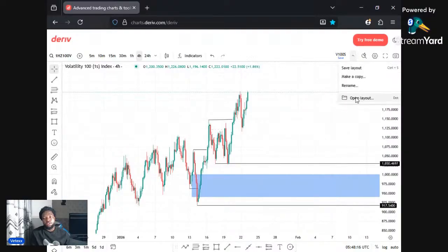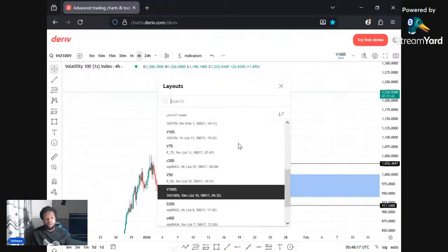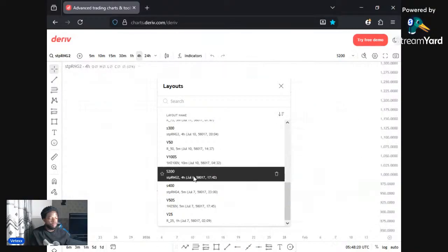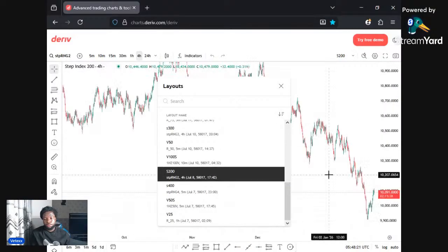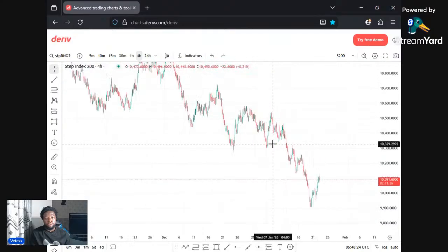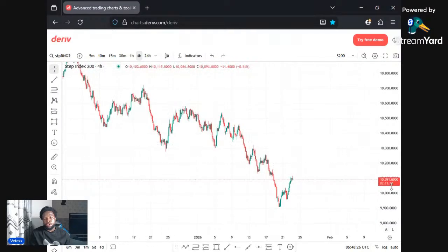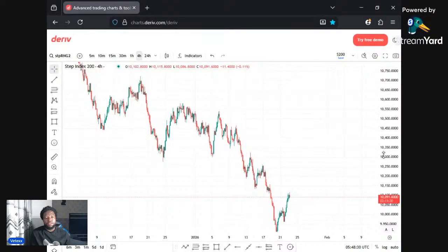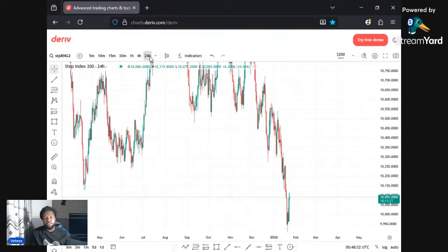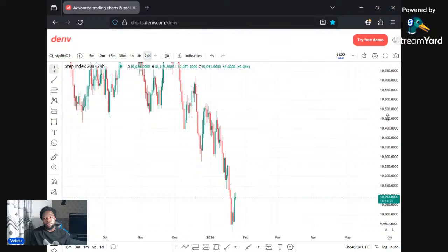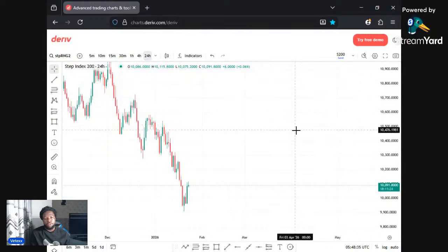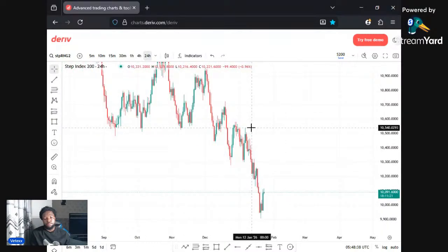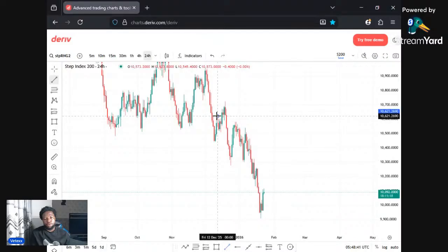Moving to the next pair immediately, we have Step 200. Step 200 has been bearish, and we have this daily sell we are anticipating for price to come and tap into the zone. This is the daily sell. So this is our sweep of liquidity. This is our protected high.